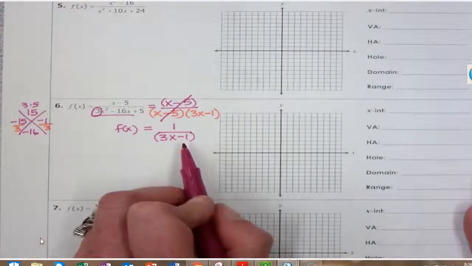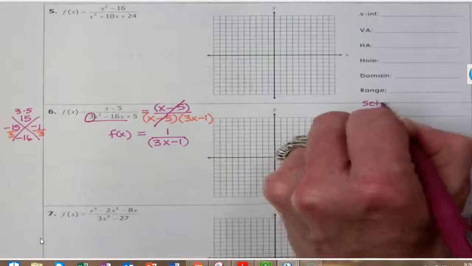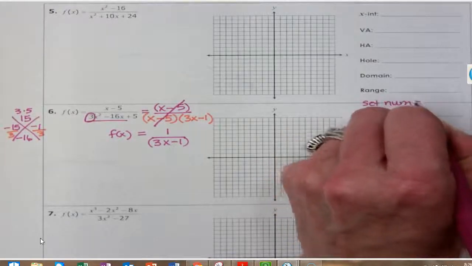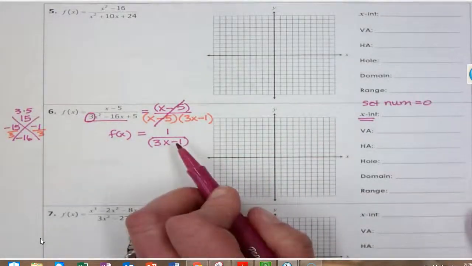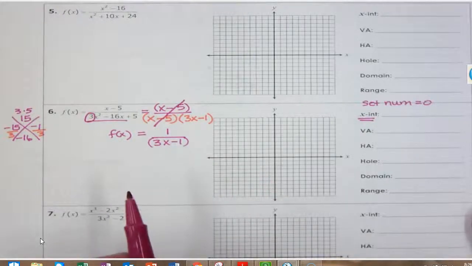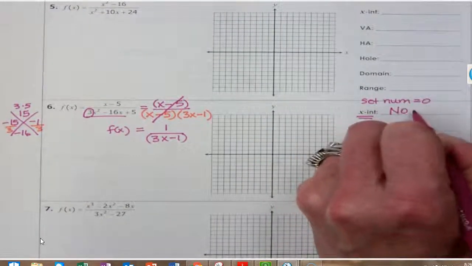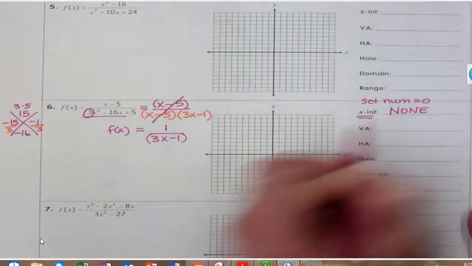And I'm going to look at it, and so when I look at my x-intercept, to find my x-intercept, I set my numerator equal to 0, but my numerator is 1. I don't have a numerator that I can set to 0, so there will be no x-intercept.